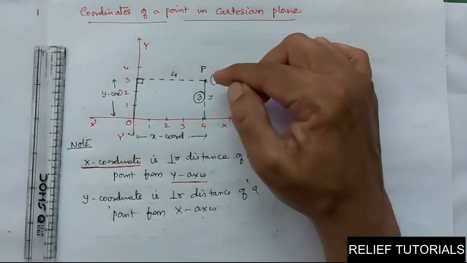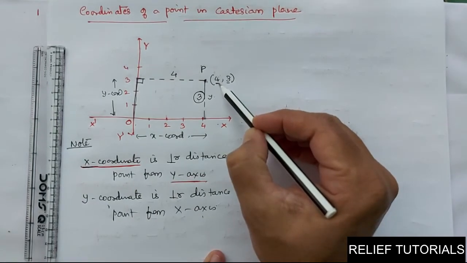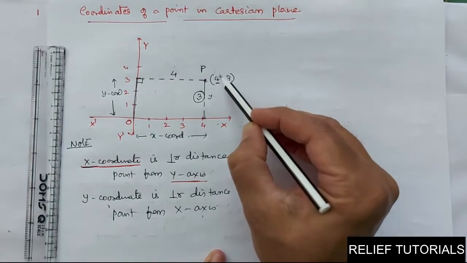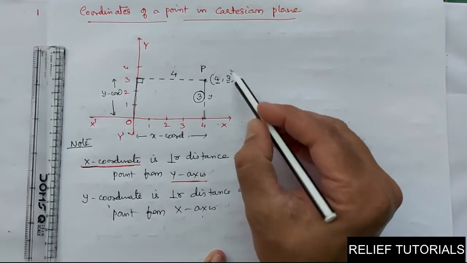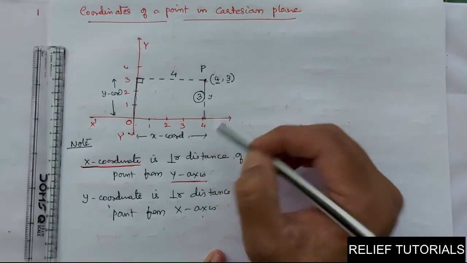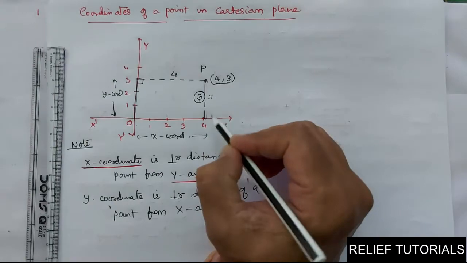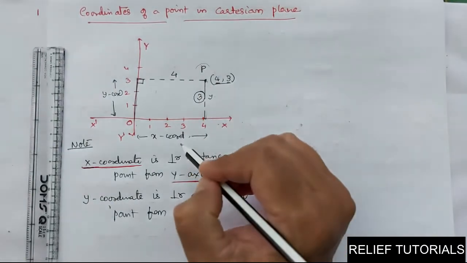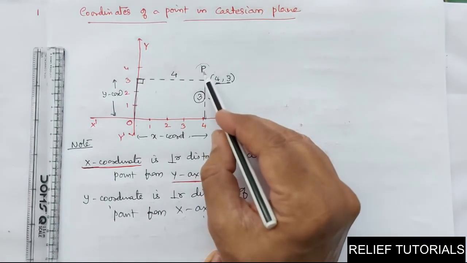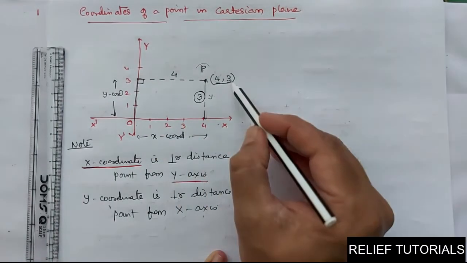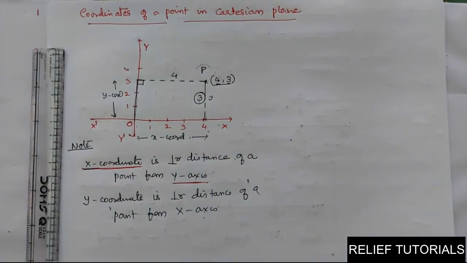Actually, what is the x coordinate? If I say the x coordinate is 4, what do you mean by that? The x coordinate is the perpendicular distance of this point P from the y-axis and the y coordinate is the perpendicular distance from the x-axis. So if the ordered pair 4, 3 is given, you should know the position of this point P. Point P is 4 units away from the y-axis and 3 units away from the x-axis. Have you got it, friends? This is very important.